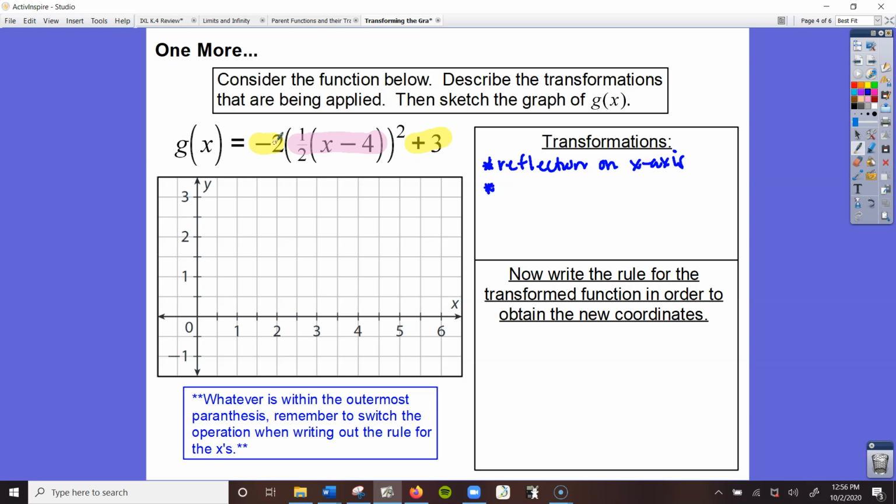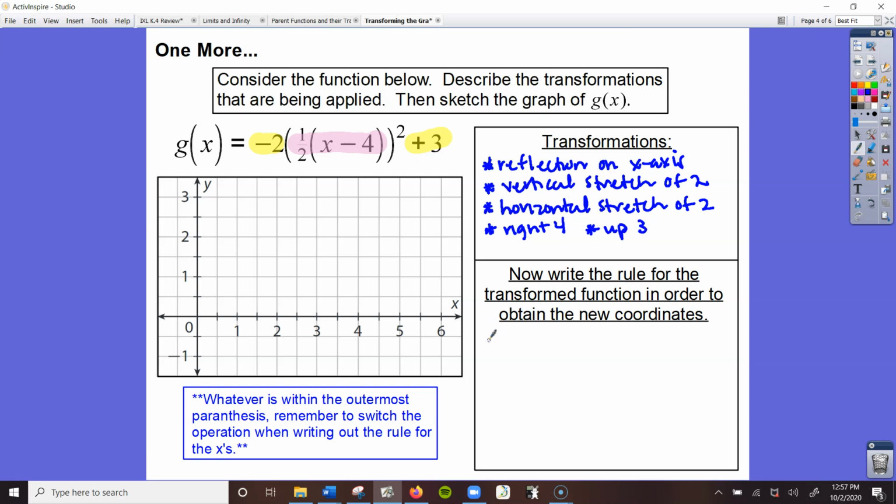Then I have the 2 on the outside, meaning that all of my y values will get multiplied by 2. So that is a vertical stretch of 2. Then I have this 1/2, and it's on the inside, so I have to do the opposite. Instead of dividing 2, my x's will be multiplied by 2. So this is a horizontal stretch of 2. And our last transformations, this -4 means the graph will move to the right 4, and the +3 means the graph will move up 3.